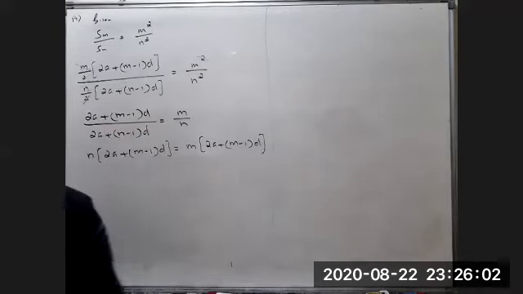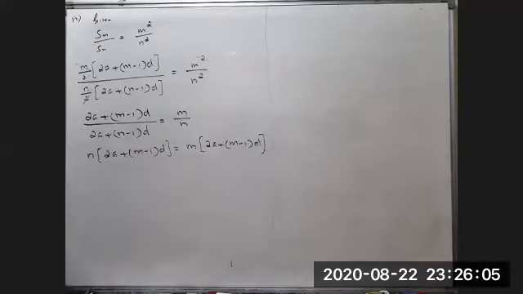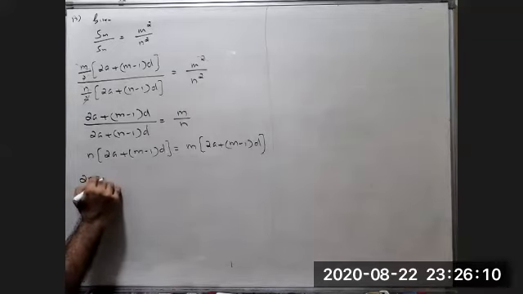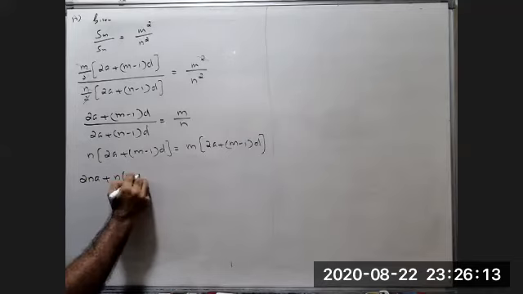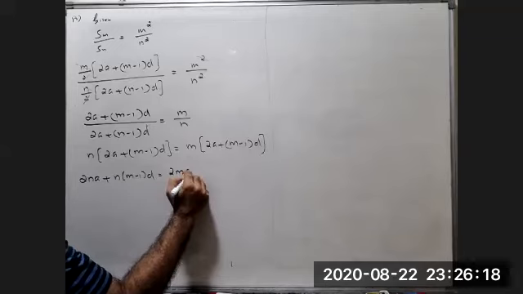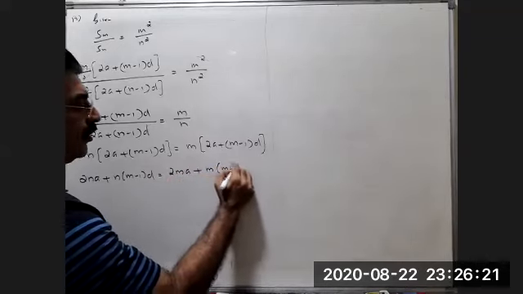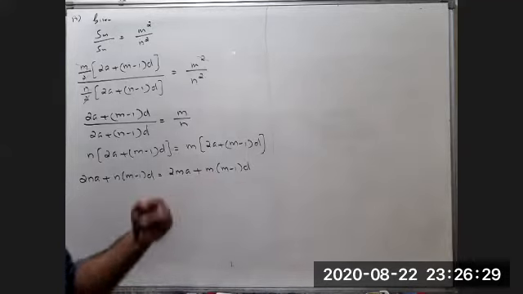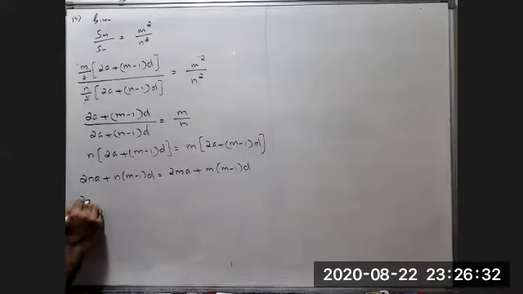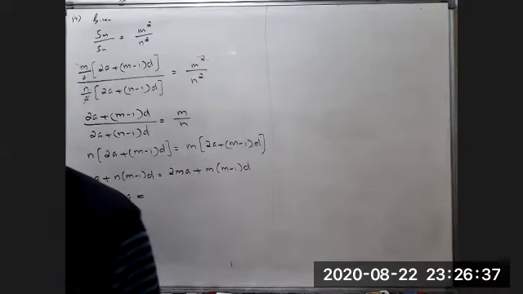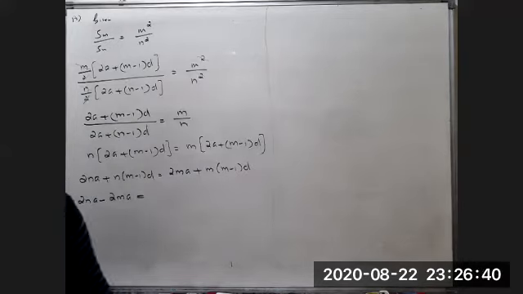All these methods of simplification you learned in lower classes. Opening the bracket: 2na plus n into m minus 1 into d is equal to 2ma plus m into n minus 1 into d. Simplification. Our idea is to take all terms of a to the left hand side. Basically, we are doing the same thing as the previous question. The same procedure.